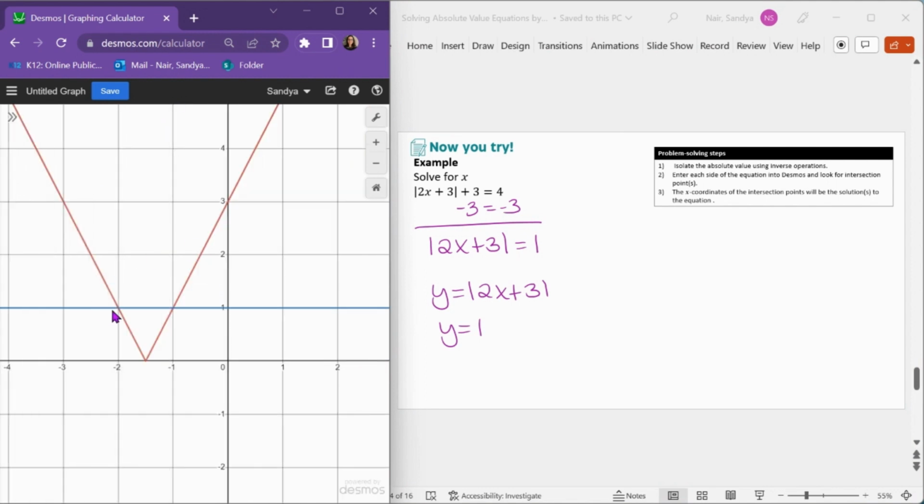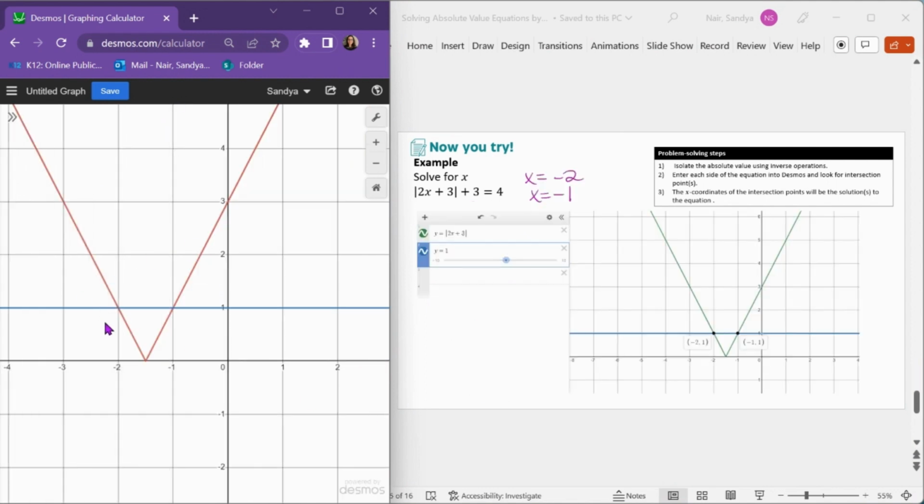And so now in Desmos, I'm going to click on the two intersection points, and that's going to give me the two solutions to this equation. So I'll find that the solutions are x equals -2 and x equals -1.